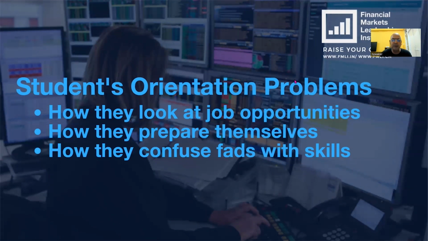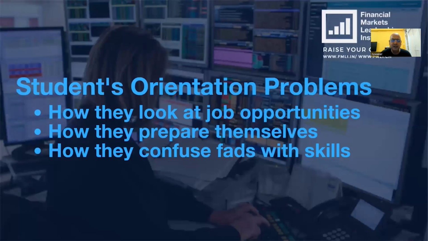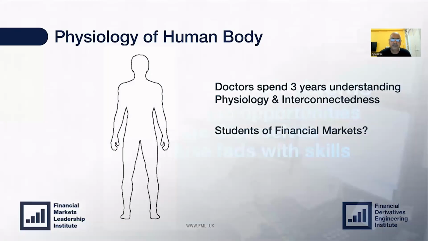This orientation problem is essentially how students look at job opportunities. And because they look at it in a faulty way, they prepare themselves in a faulty way, and they confuse fact with skills. The confusion of fact with skills we will see later, but we will first attack the most important problem, which is how you look at job opportunities.